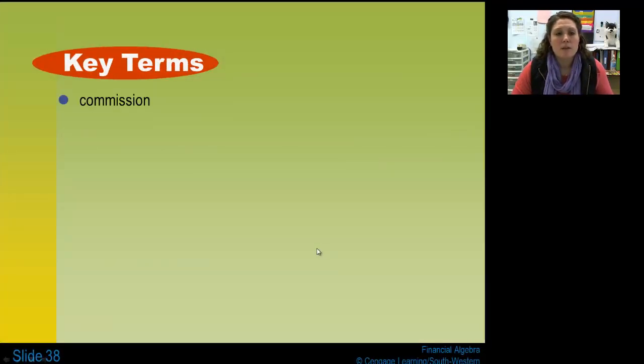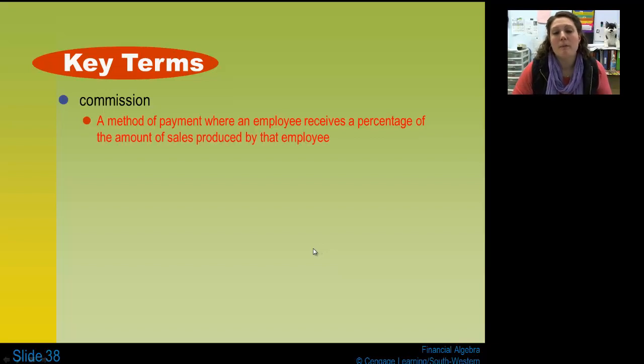So, key terms. Commission. This is a method of payment where an employee receives a percentage of the amount of sales produced by that employee. So typically with commission, you're usually like car salesmen, they get a commission based on the number of cars that they sell and the prices that the cars are sold for.